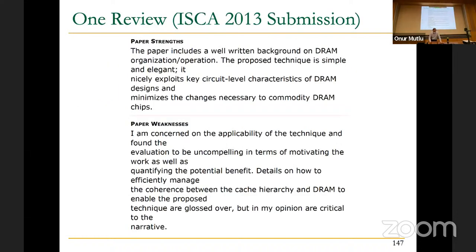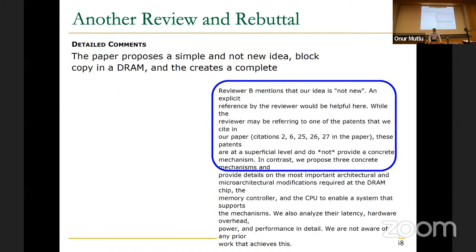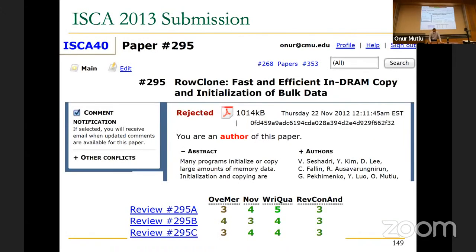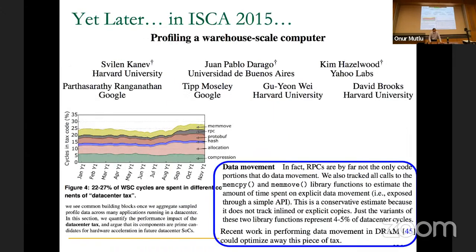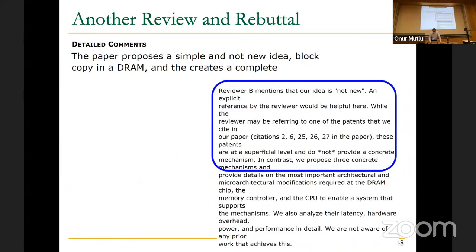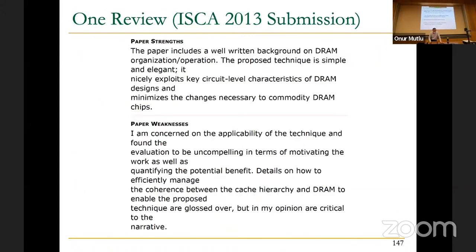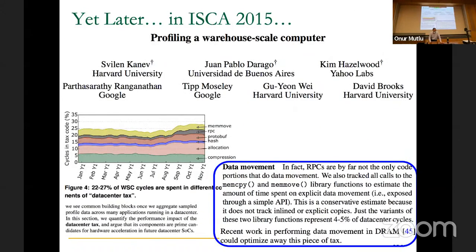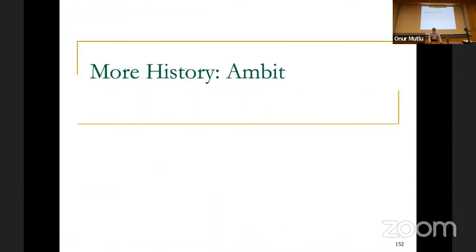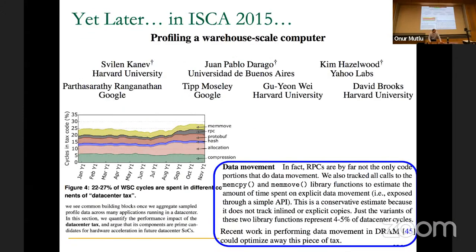Let's see. Yeah. Okay, maybe this is not the best example of what I showed you earlier. Okay, maybe these are not the best examples of what I mentioned, but I will mention one thing. RowClone is not the best example. Let's go to MBIT. I have a story here, but I think it's not necessary.